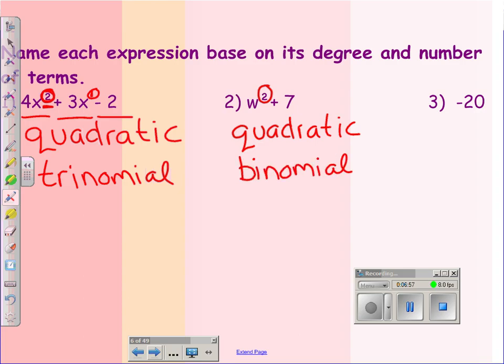Don't you feel smart? Number 3, negative 20. It is just known as a constant. And how many terms do we have? Well, there's just one, so that's a monomial.